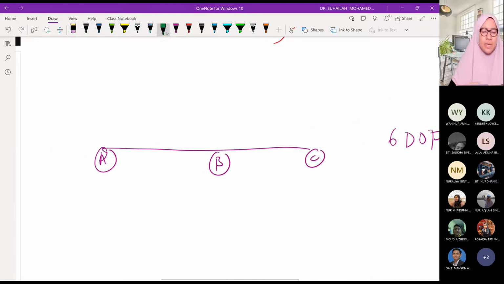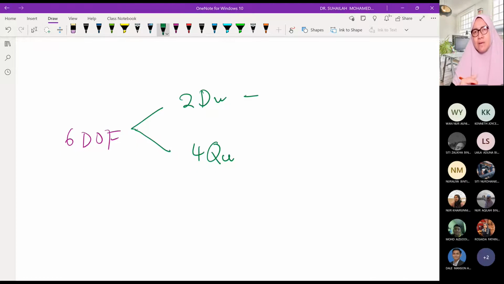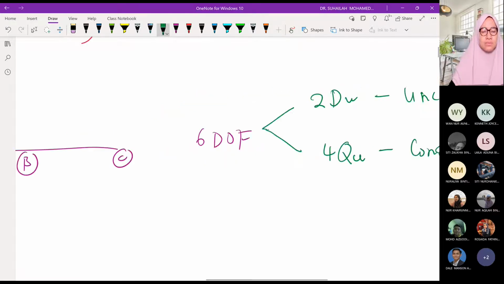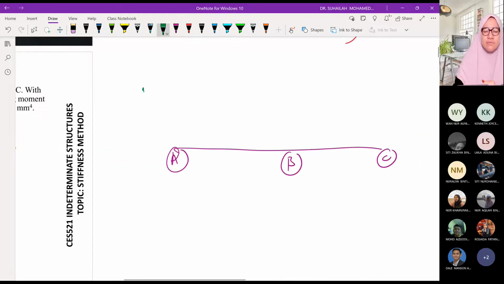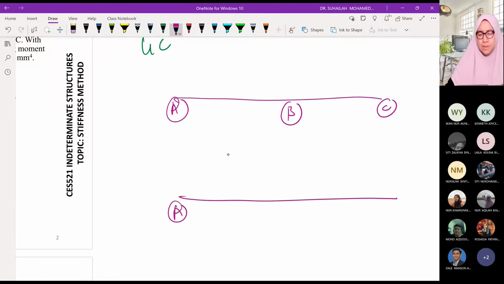Okay. So we have to draw. These are unknown displacements located in the unconstrained system, and this is located in the constrained system. It's good if we have two beams like this, one for unconstrained, one for constrained.